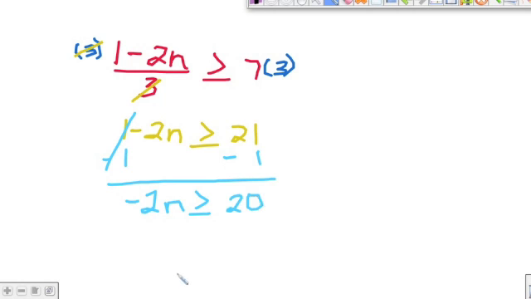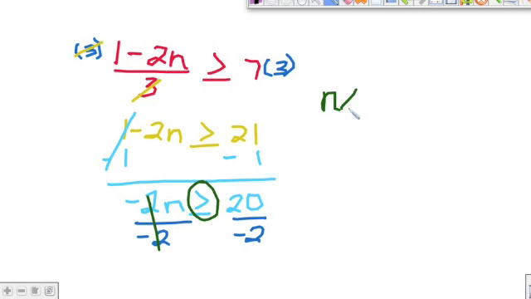All right, now we need to get that variable by itself. Right now it's being multiplied by negative 2, which means I'm going to divide by negative 2. Now if you remember our rule on dividing by negatives, we have to flip that sign around, which means n, and now instead of the sign going this way, the inequality, I'm going to flip it around this way. 2 goes into 20 10 times. A positive and a negative give me a negative. So this reads that n is some number smaller or equal to negative 10.